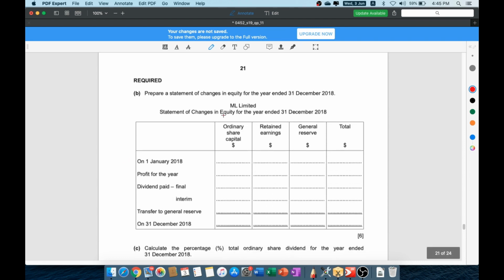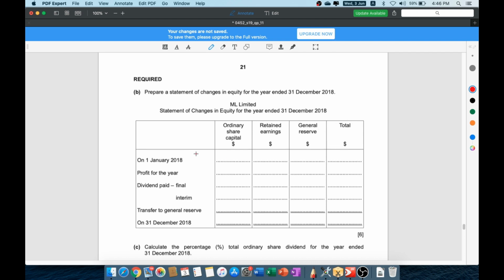Down here he's giving you some information, ordinary capital and dividends, and he's asking you to prepare a statement of changes in equity. So on 1st January 2018, he's given you the columns for share capital, retained earnings, general reserve, and the total.